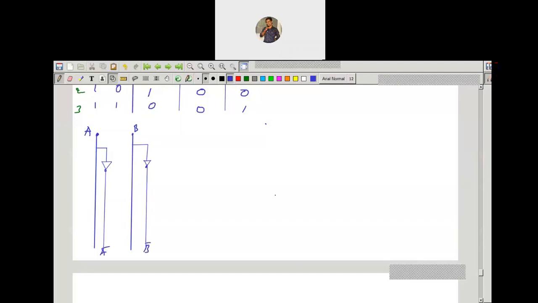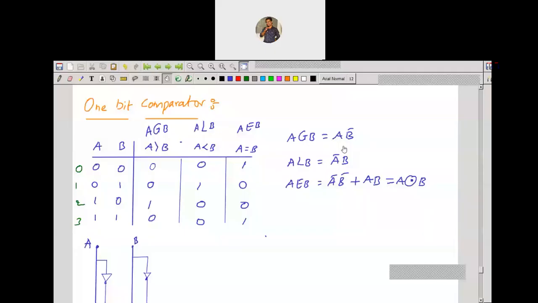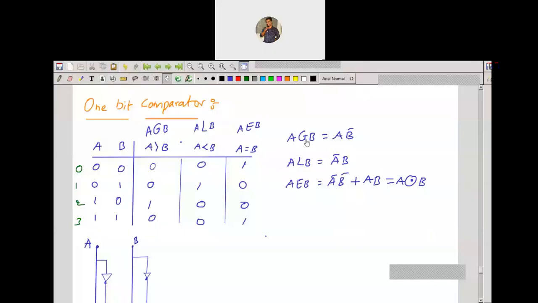First we need A more than B. Please observe here. My expression for A greater than B is A B bar. What is meant by A? A equal to 1. What is B bar? B equal to 0. So simply, without observing the table, you can directly write A more than B is equal to A B bar.